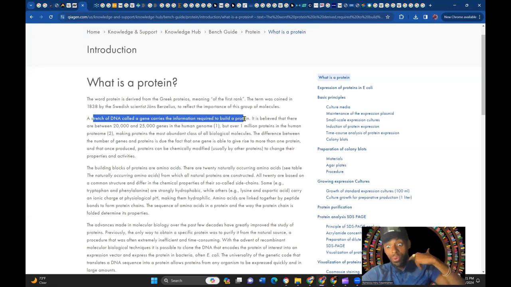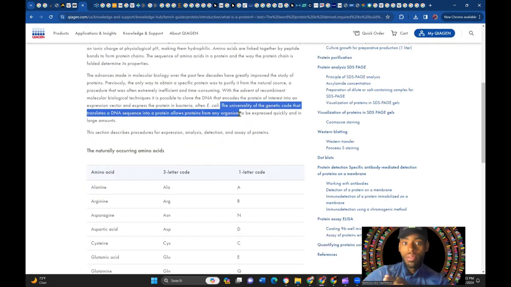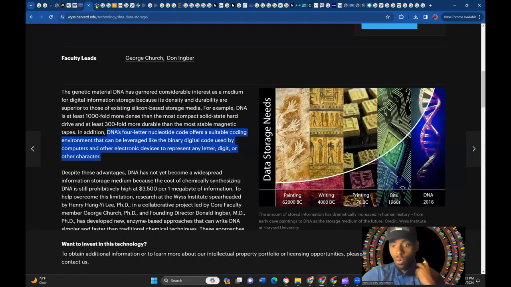So remember, it starts again with you. We just talked about the DNA. They have about 20,000 to 25,000 genes in the human genome, over 1 million proteins in the human proteome, making proteins the most abundant class of all biological molecules. And the building blocks of proteins are the amino acids. Oh, good. The universality of the genetic code that translates a DNA sequence into a protein allows proteins from any organism to be expressed quickly in large amounts. Okay. So, of your body.